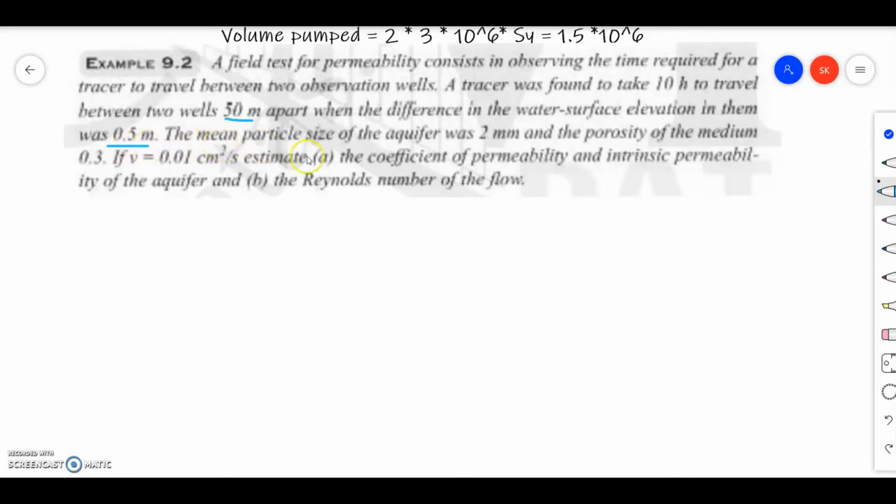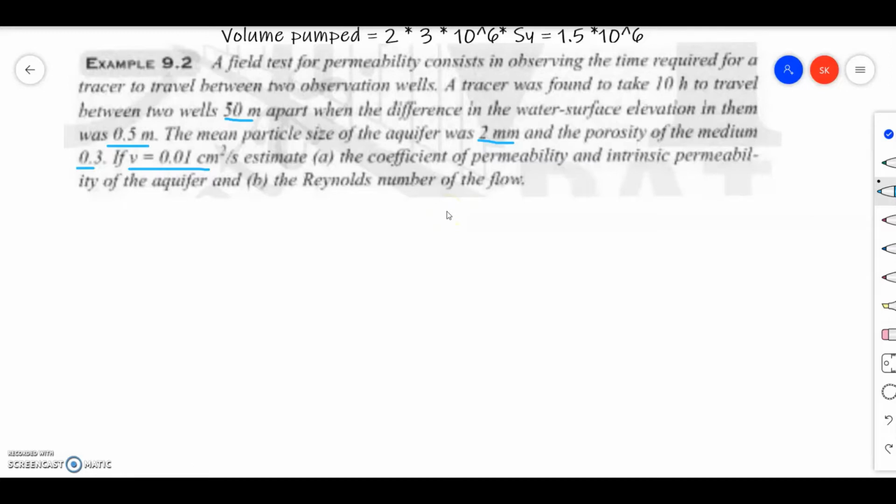Then the mean particle size of the aquifer is given, which is 2 mm, that is dm. The porosity of the medium, that is n, is 0.3, and v, the kinematic viscosity, is also given, which is 0.01 centimeter square per second. Now we are supposed to find the coefficient of permeability, that is K, the intrinsic permeability, that is K naught, and the Reynold number. So these are the three things we are supposed to find out.